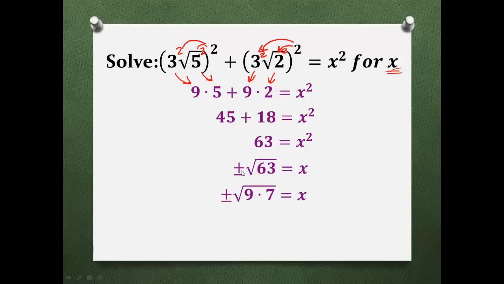So we've got the square root of 9 times 7, and we can take that square root of 9 and make it just 3. Square root of 7 doesn't go anywhere, so we would have this as our answer, plus or minus 3 times the square root of 7. That's what x equals.